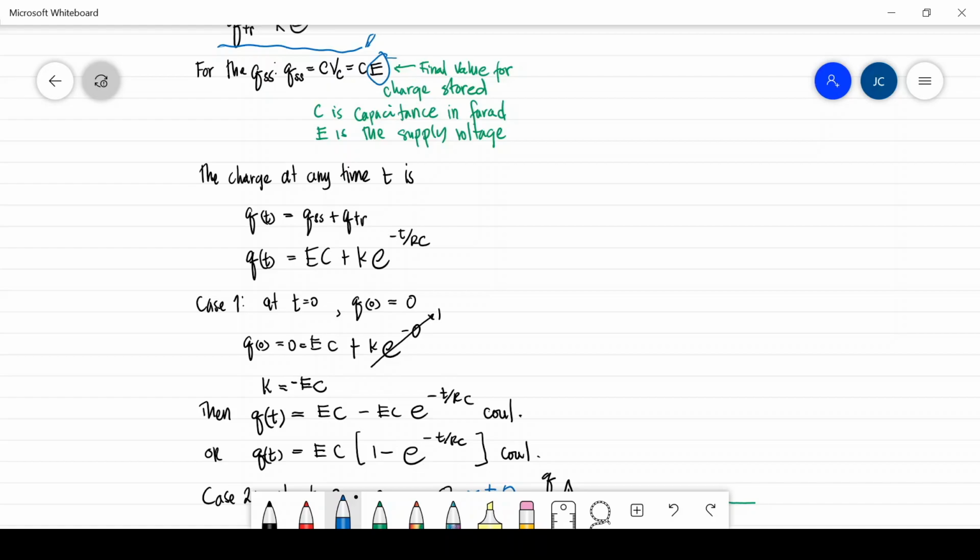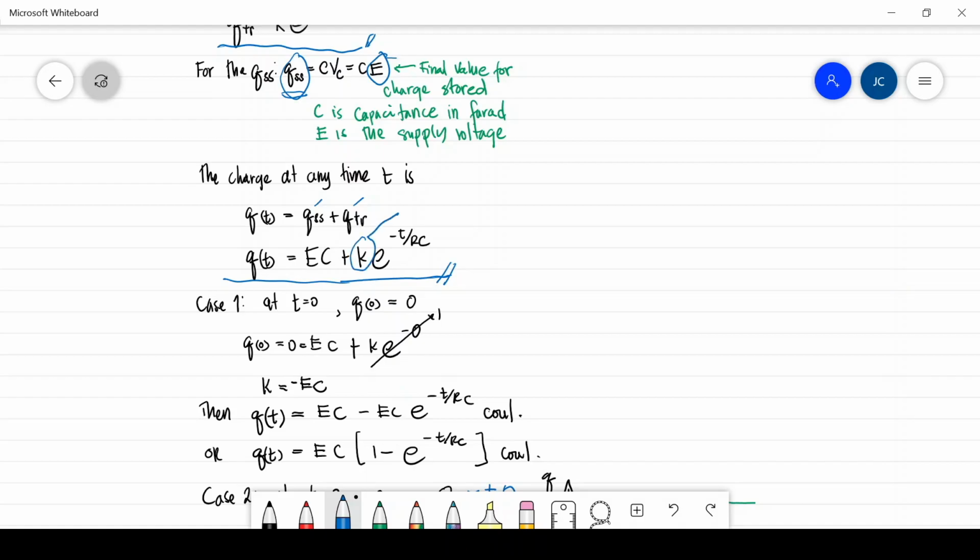The final value of the voltage of the capacitor multiplied with the capacitance would be the final value of the charge stored in the capacitor, which is the steady state value. Then the steady state value plus the transient component of the charge is equal to the complete solution for the differential equation, or the charge stored in the capacitor at any time t. This is the complete solution.